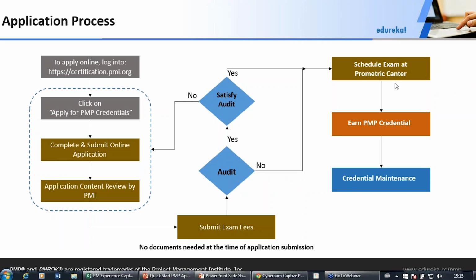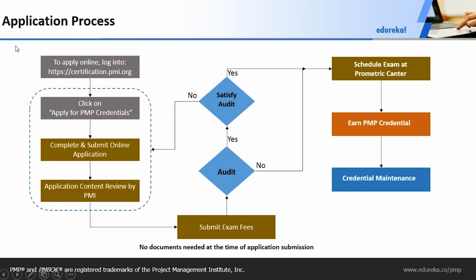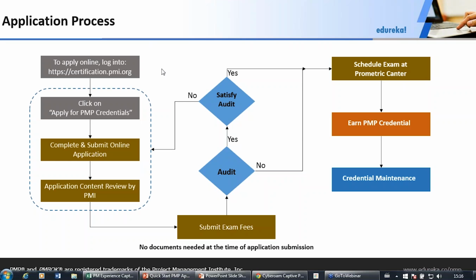In case if your application was not picked up for audit, then after your payment is accepted, you are straight away going to get an email from PMI saying that your application is accepted, your payment is accepted. Now go ahead and book the examination and start preparing for that. And then you schedule your examination at a nearby Prometric center, and then you clear that, and once you become a certified project management professional, then you need to maintain that credential maintenance.